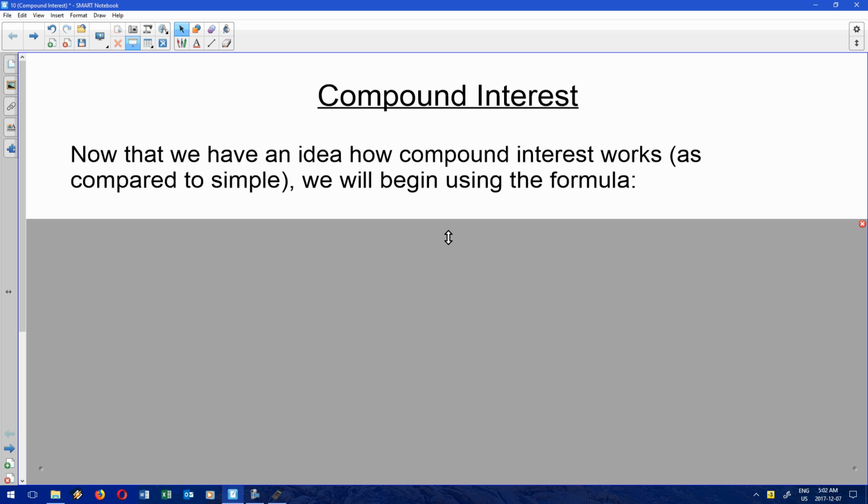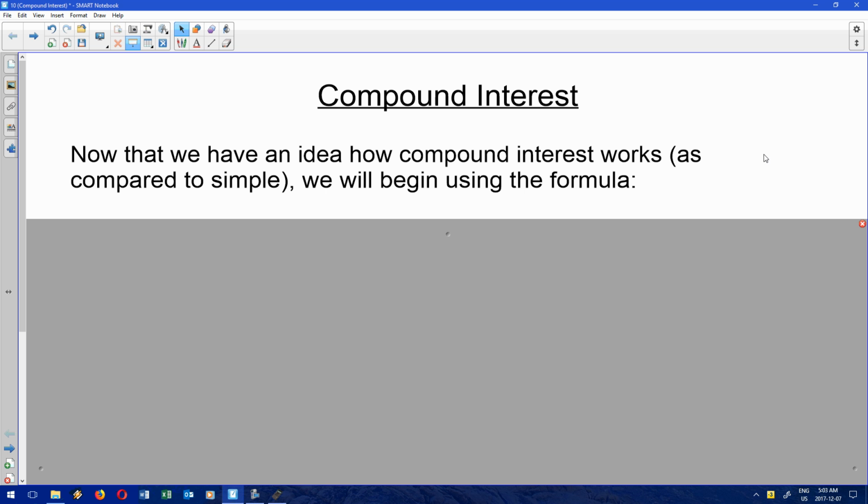So yesterday, with the activity we did with Google Sheets, hopefully you have a little bit of an idea of how compound interest works as compared to simple interest, right? With simple interest, you just keep earning the same amount of money over and over again, whereas with compound interest, the money grows faster because you deposit your interest and then calculate your new amount of interest based on your current deposit.